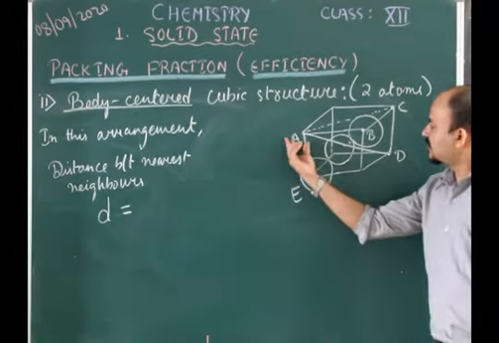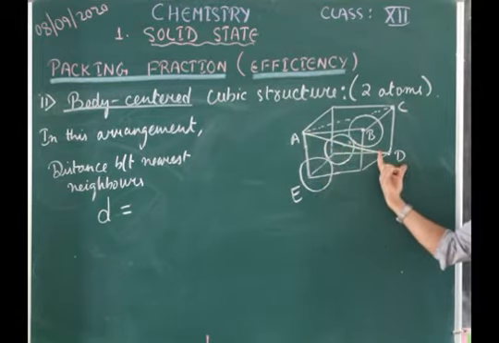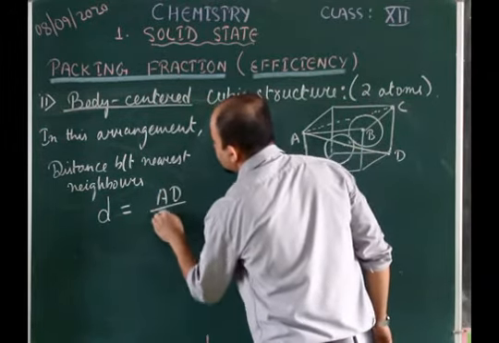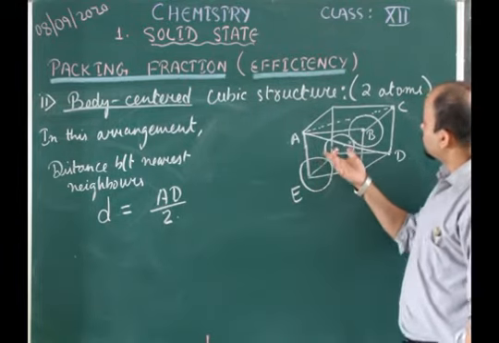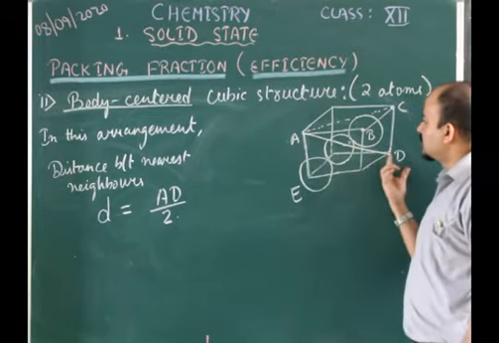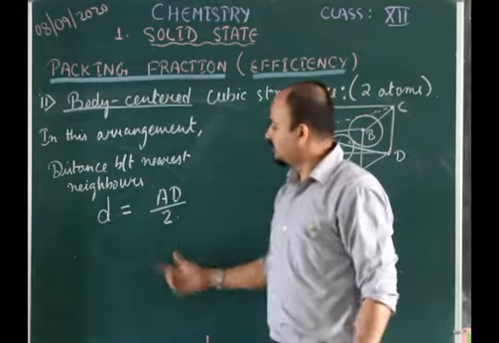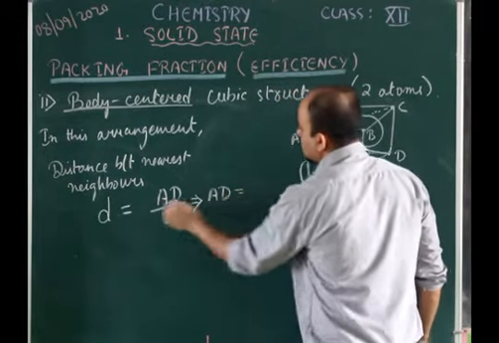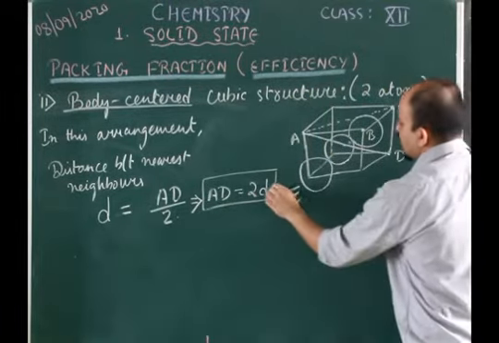see, I'm considering this diagonal A and D. Similar to this arrangement, here also you will be having three spheres. Therefore, D will be equal to AD by 2. Why AD by 2? Because here three spheres are considered. Okay? Three spheres between A and D. Therefore, the distance between the nearest neighbors is AD by 2. Okay? Therefore, you have what? AD will be equal to 2D. So this is the first expression we have. So this is expression number 1.